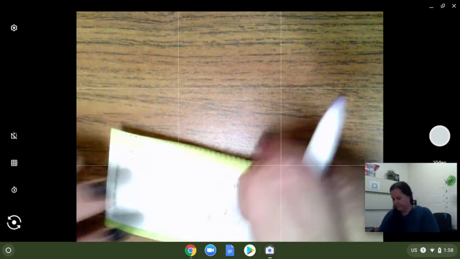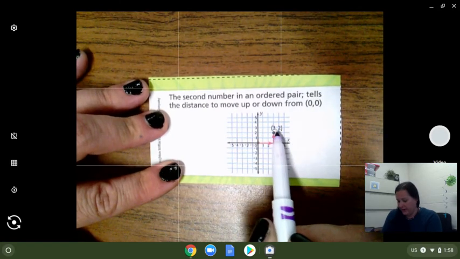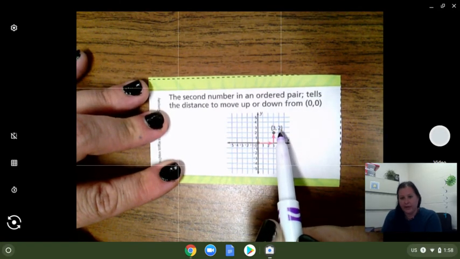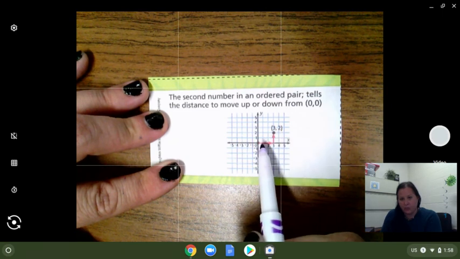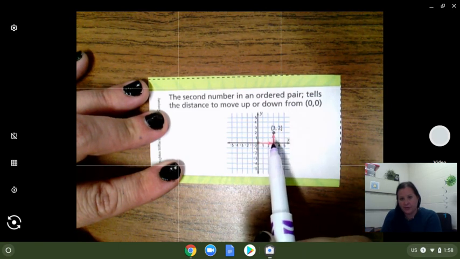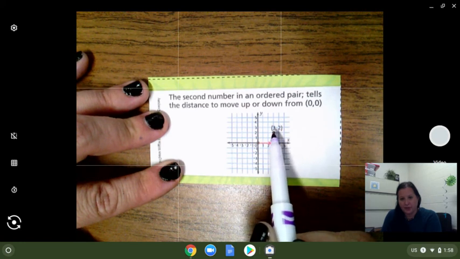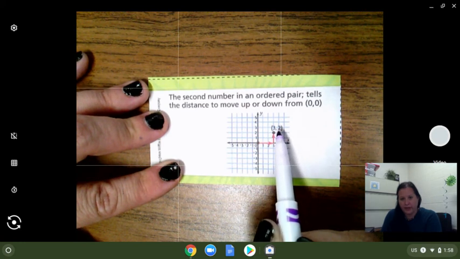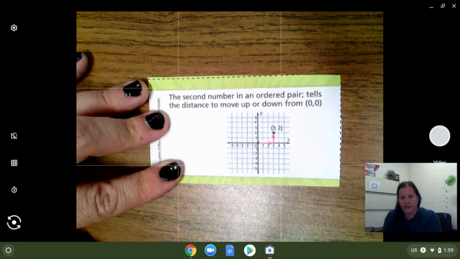That's x. The y coordinate is how far up or down. So in this ordered pair, this 2 is your y coordinate. X was the 3. So here's our x. X went 1, 2, 3, and then the second one you do is y, and that one tells us this is positive 2, so we go up 2. This is your y coordinate. It's the second number in an ordered pair that tells you the distance of how far up or down you move.